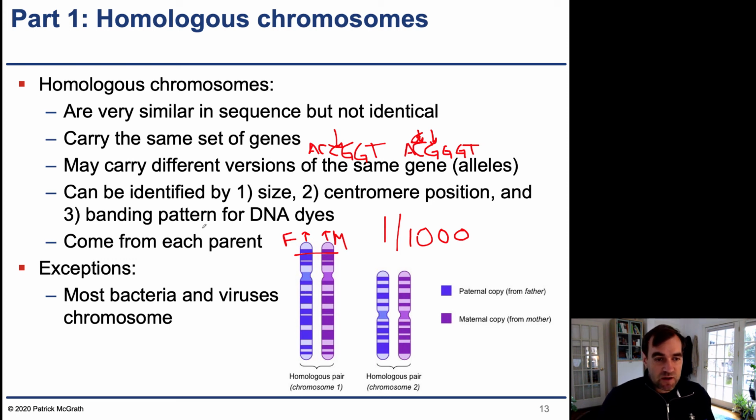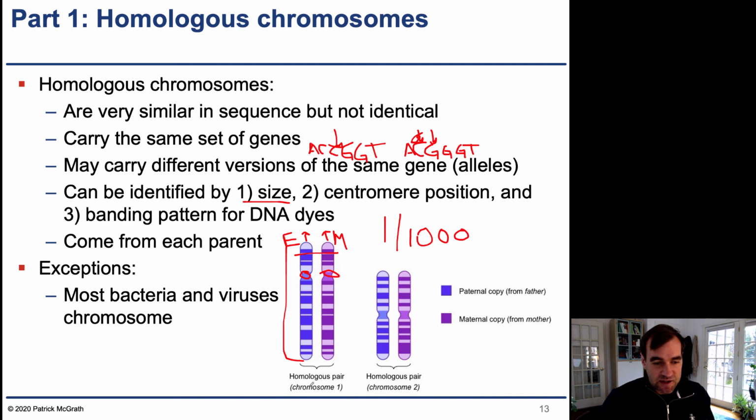So typically, homologous chromosomes are identified by size, so they have the same overall length. Centromere position, so of course the centromeres are going to be in the same place where that pinching occurs, and then the banding pattern for DNA dyes. So there's multiple different DNA dyes that you can use, and you can choose one that makes it obvious that the banding pattern is the same.